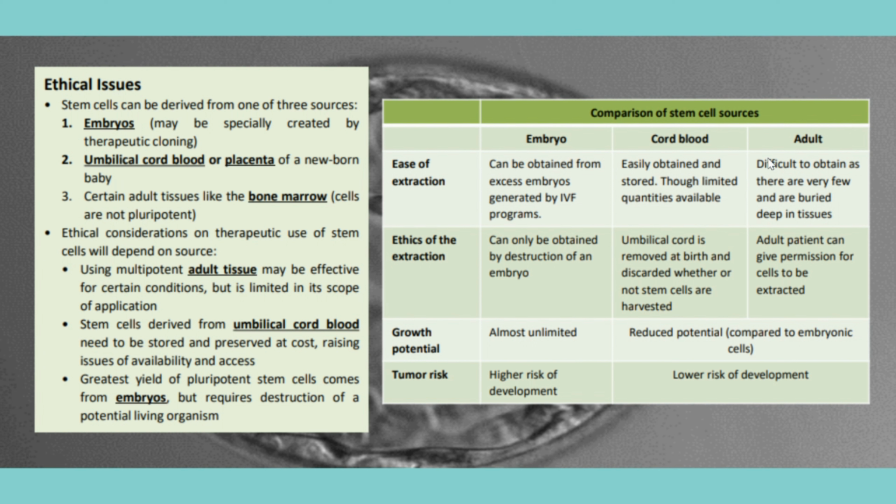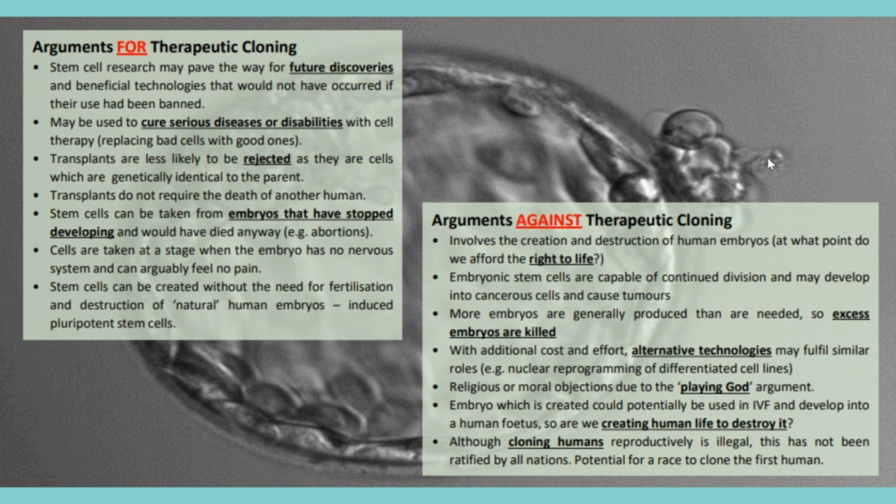So ethical considerations on therapeutic use of stem cells will also depend on the source, and which gives the greatest yield as well. So you have arguments for and against therapeutic cloning, which uses stem cells. For example, arguments for therapeutic cloning: it gives you a futuristic treatment to treat many different kinds of problems, genetic conditions, cancer, Stargardt's, leukemia. And it's important to have these kinds of treatments because there are millions of people that die from these conditions each year. And so, if you can save people with this kind of treatment, won't it be amazing?